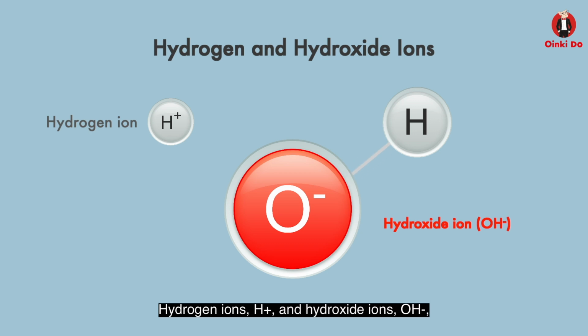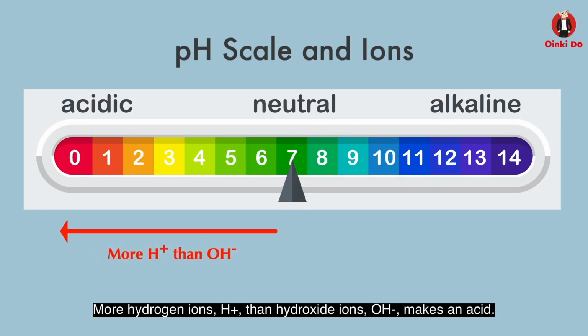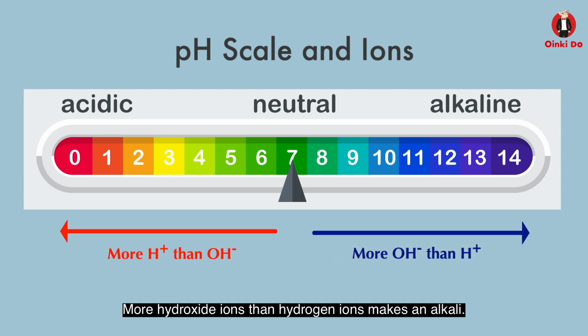Hydrogen ions, H plus, and hydroxide ions, OH minus, are the two ingredients needed to understand the pH scale. More hydrogen ions, H plus, than hydroxide ions, OH minus, makes an acid. More hydroxide ions than hydrogen ions makes an alkaline.